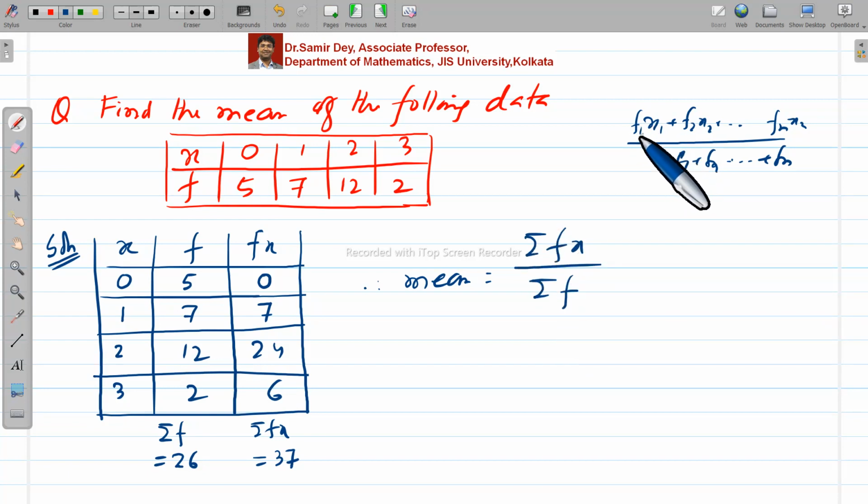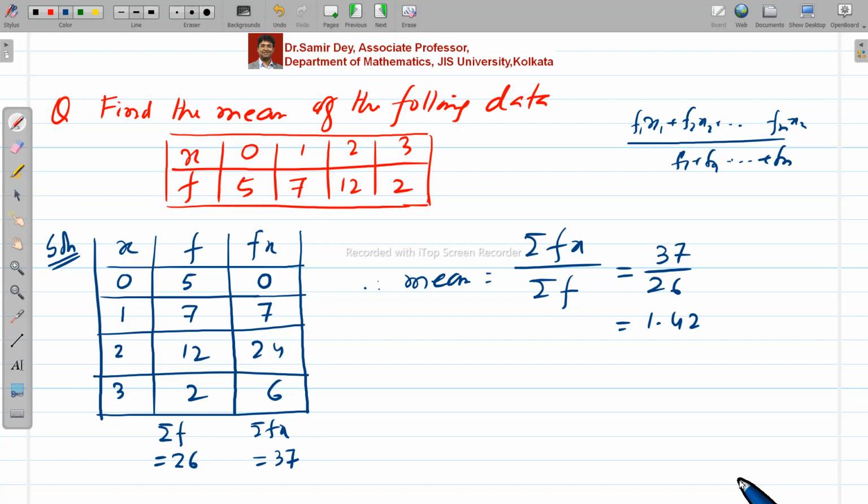Summation fx means f1 x1, f2 x2 and so on, all multiplications and then addition. So this can be written like this in summation notation. Ultimately it is coming 37 by 26. If you use your calculator, it is coming 1.42. Everyone please check. If it is, please write in the chat box or in the comment section whether it is coming or not. Okay, so this is all about the mean for individual data with frequency type.